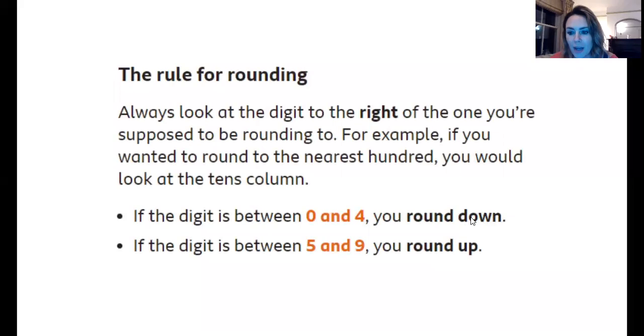So a quick reminder about the rule for rounding that we've been working on all week. You always look to the digit to the right of the one you're supposed to be rounding to. For example, if you wanted to round to the nearest 100, you would look at the tens column, which is what we did yesterday. And also, if the digit is between 0 and 4, you round down. If the digit is between 5 and 9, you round up.